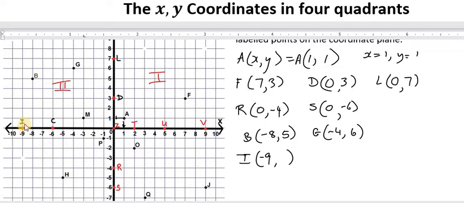Well, when we located the y coordinate of B, we go straight across to the y-axis and it's at 5. Point B has a y coordinate of 5. Point G has a y coordinate of 6, as we see here. Point I, to get its y coordinate, we do the same as we have done for B and G. We go straight across to the y-axis and it hits the y-axis at 0.